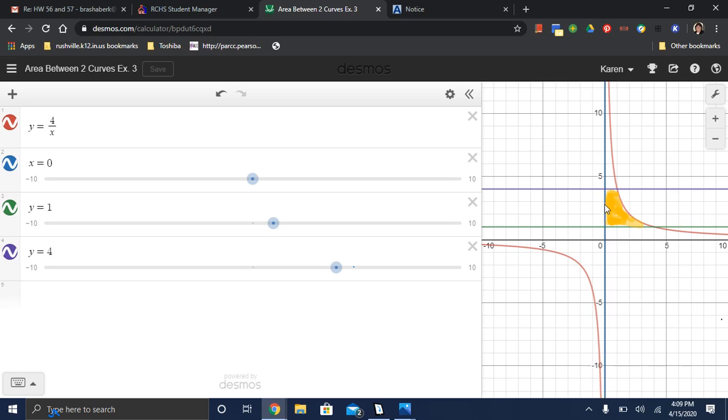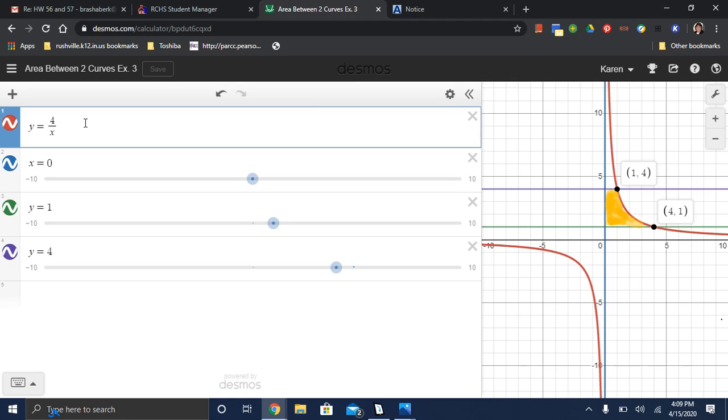So instead, we're going to need to look at this from the right to the left, and we're really looking at where we have an intersection point right here at 1, 4, where we have an intersection right here at 4, 1. We're actually going to be using the y's as our boundary. We'll be looking at this as a right curve minus the left, which again would be the y-axis.